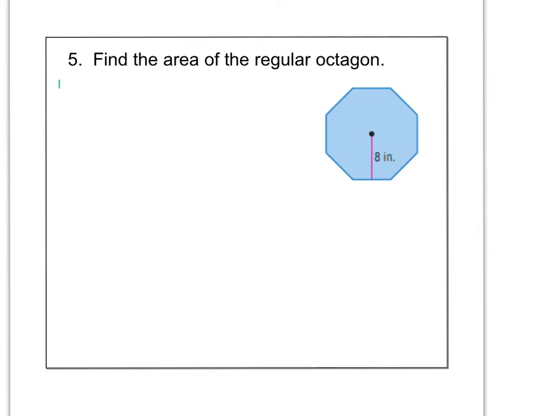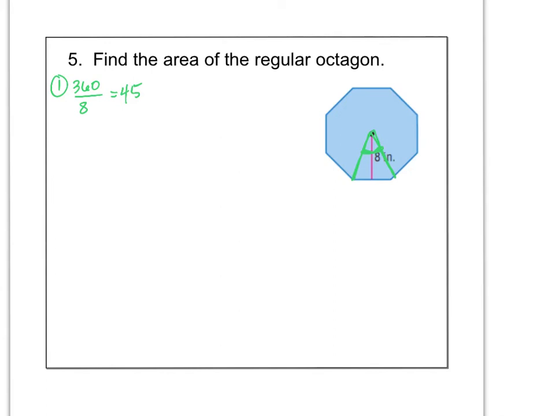Step number 1 is you find a central angle. So you're going to take 360 and divide by the number of sides, which is 360 divided by 8 for an octagon. You get 45 degrees. Now what you just figured out is this angle right here is 45 degrees.